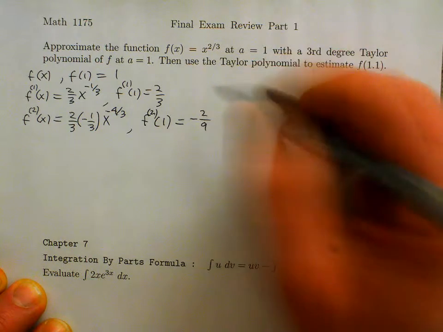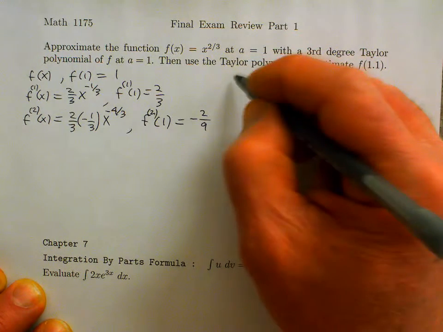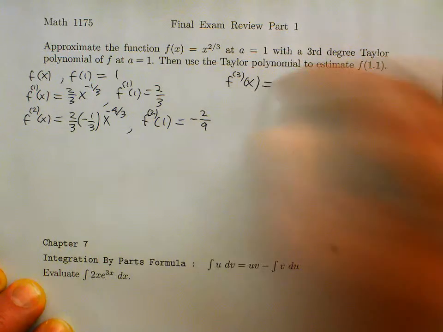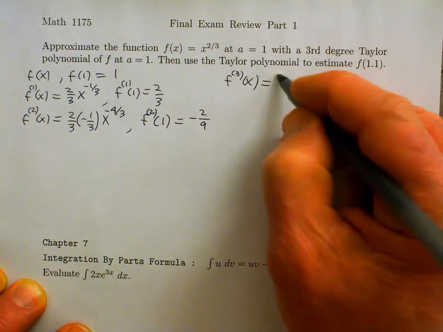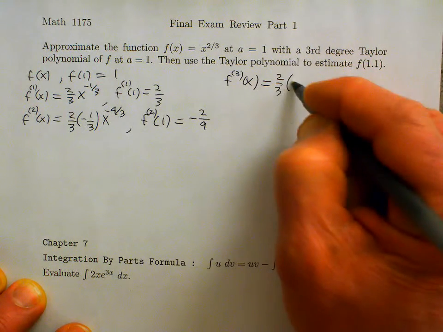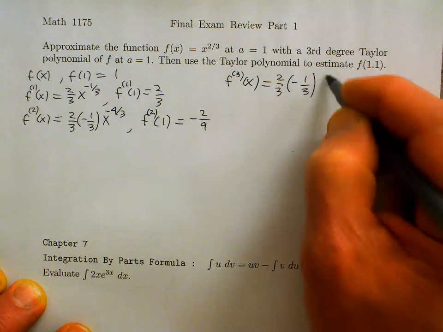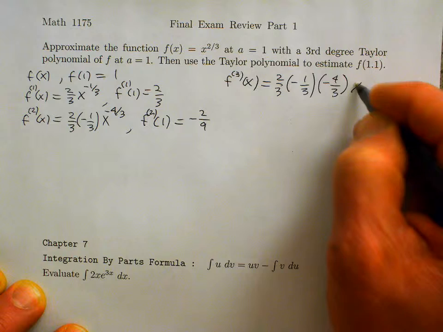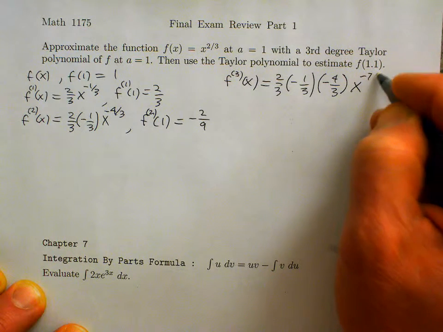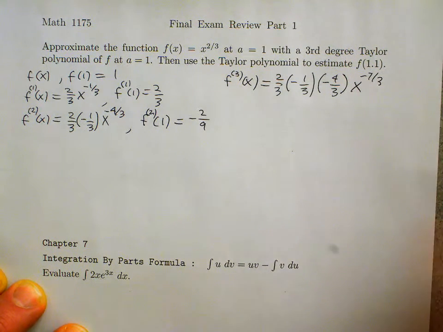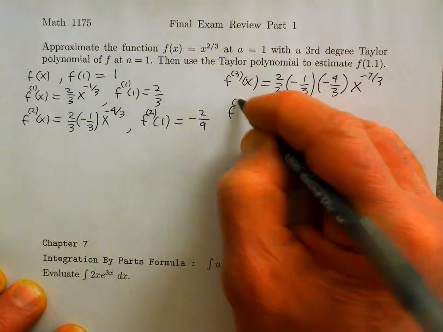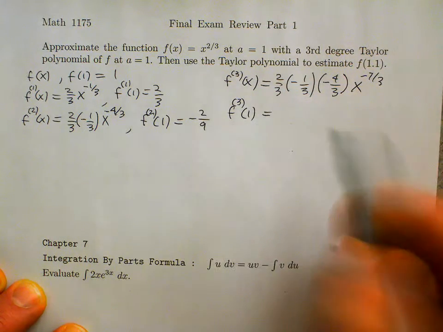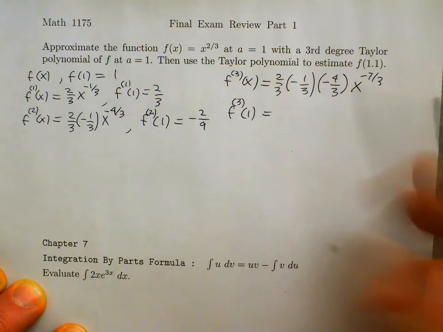So I'll use some of this space up here. We just need one more derivative. The third derivative is 2/3 times negative 1/3 times negative 4/3 times x to the negative 7/3. And then we evaluate the third derivative at a equals 1. This time we get positive 8/27.